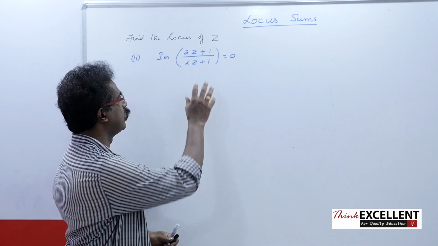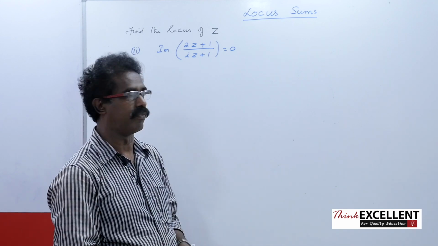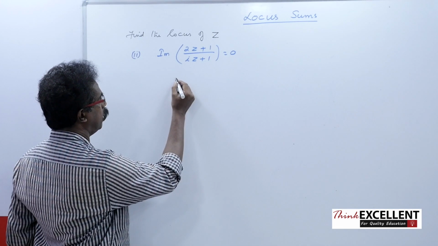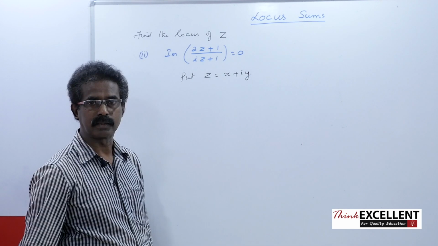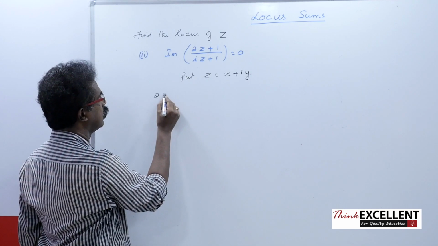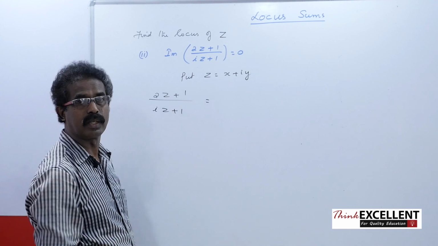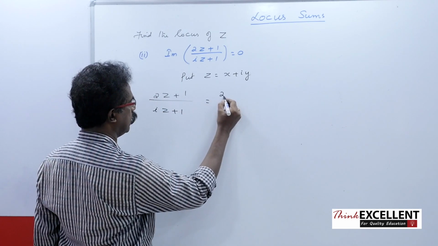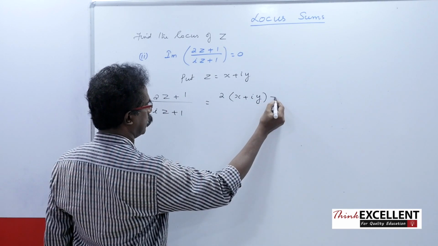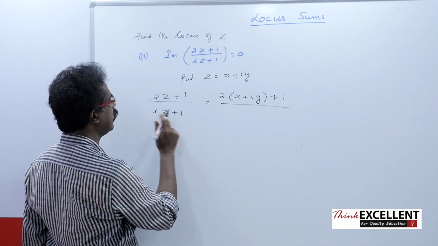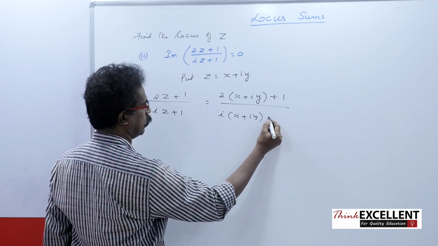Here the method is you take this part, put z equal to x plus iy, arrange it into standard form. So let us see how to do this. Put z equal to x plus iy. We take this part, that is (2z plus 1) by (iz plus 1). For z you write x plus iy. So 2 into (x plus iy) plus 1, by i into z, z is again x plus iy, plus 1.